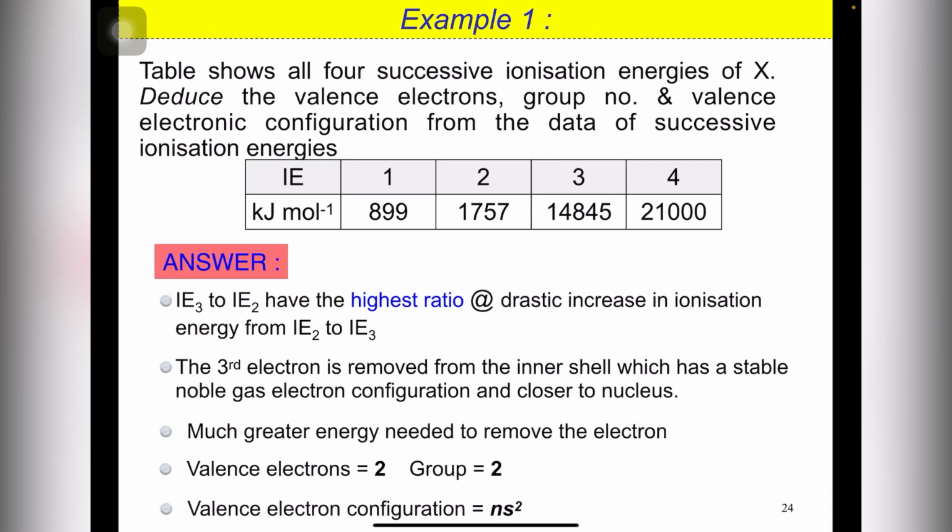So for the electronic configuration for the valence electrons, because the question doesn't mention the highest energy level of the S, you can give the general electronic configuration for the valence electrons. It is ns2.